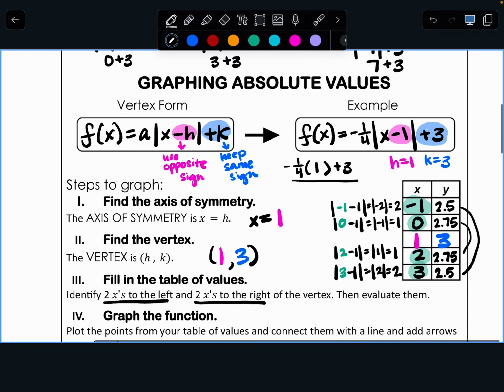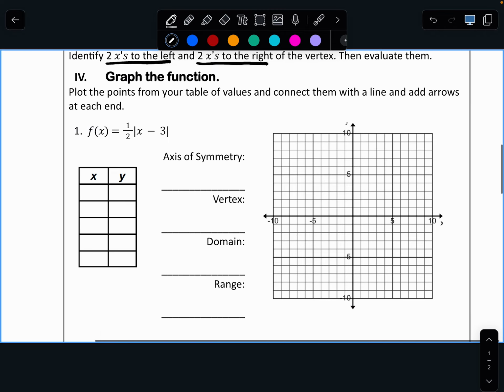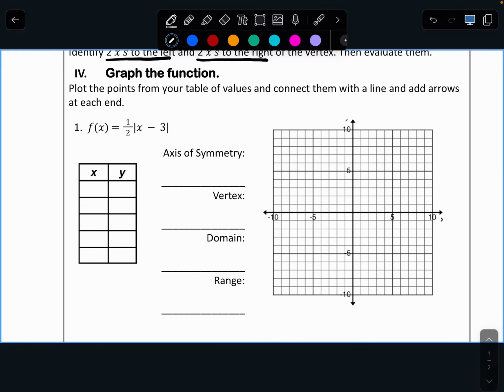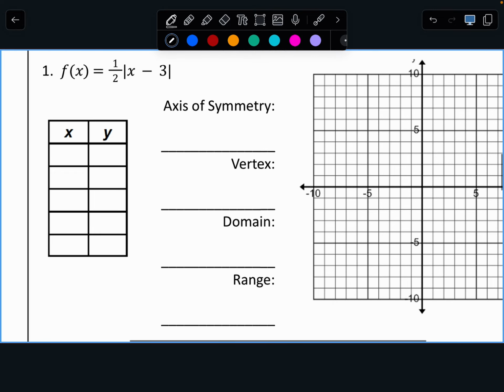All right, let's do a full example where we actually graph it. So here is my function, f of x equals 1/2 times the absolute value of x minus 3. So first we identify h and k. H is positive 3, and I don't see a number after the absolute value, so that means that k is 0. You can imagine like a plus 0 right here.